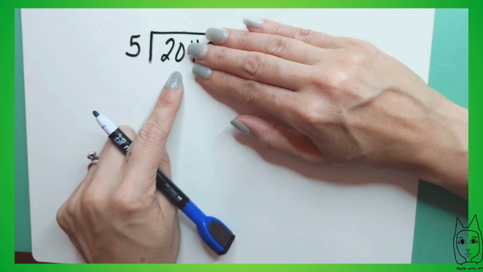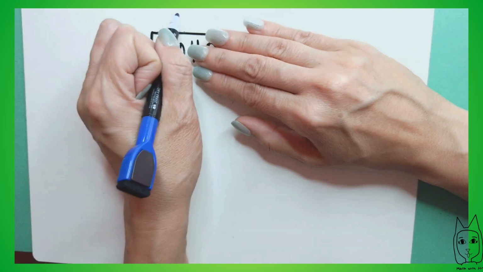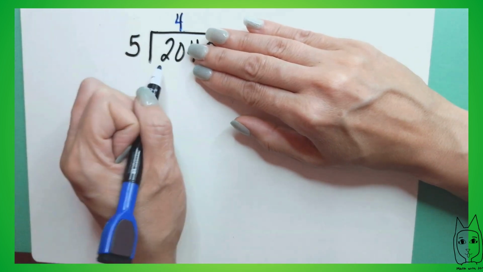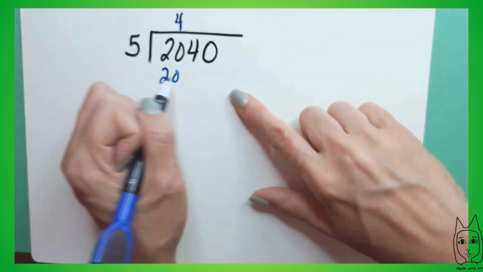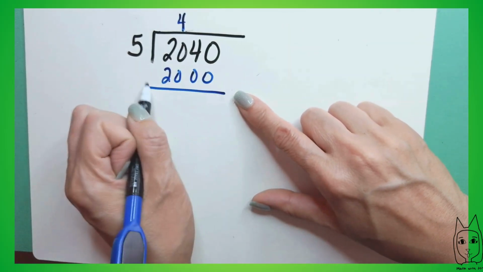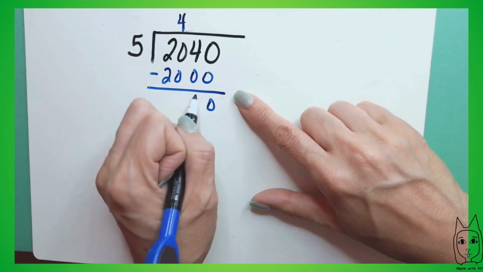So I'm going to think, 5 times what gives me 20? You know, 5 times 4 gives me 20. I'm going to write down the 20. I'm going to put in zeros for these other numbers. I'm going to subtract. Bring everything down.